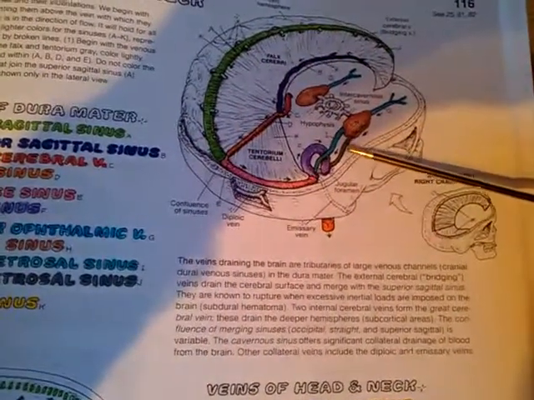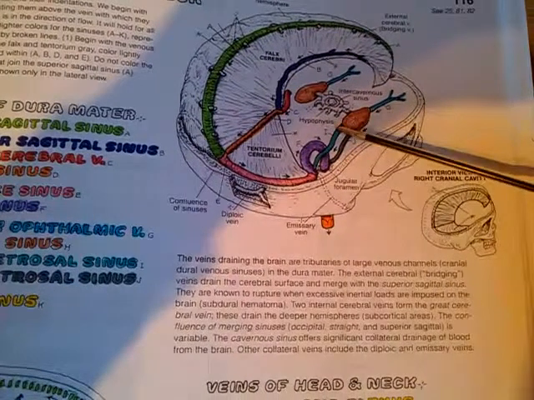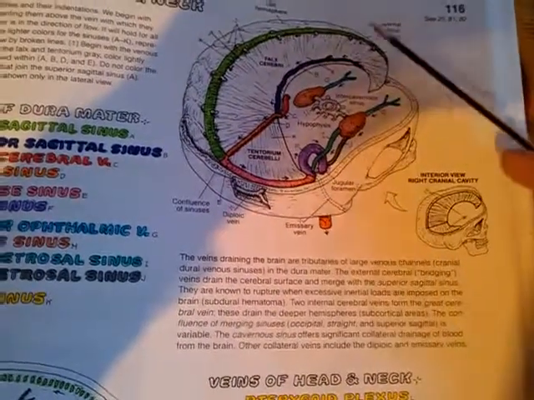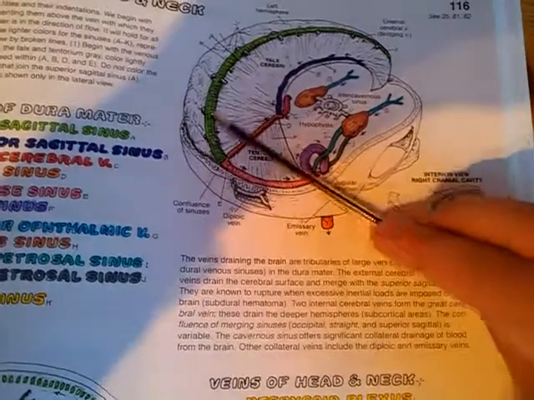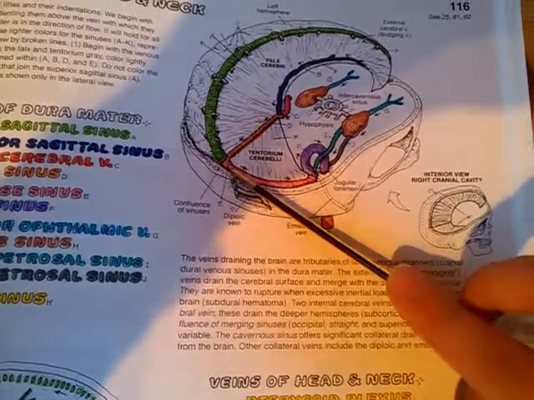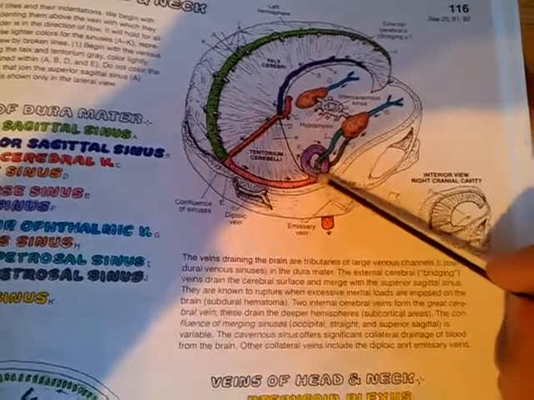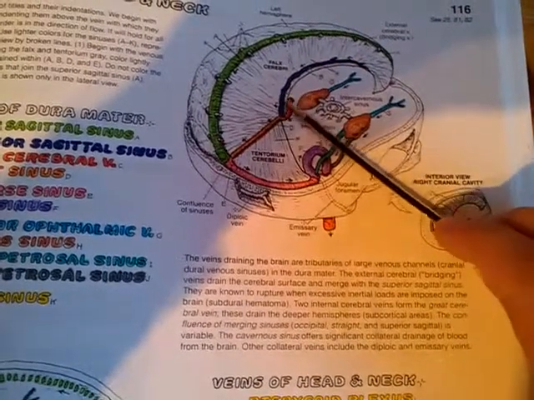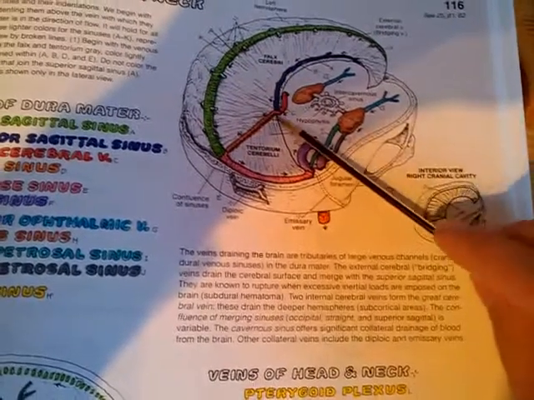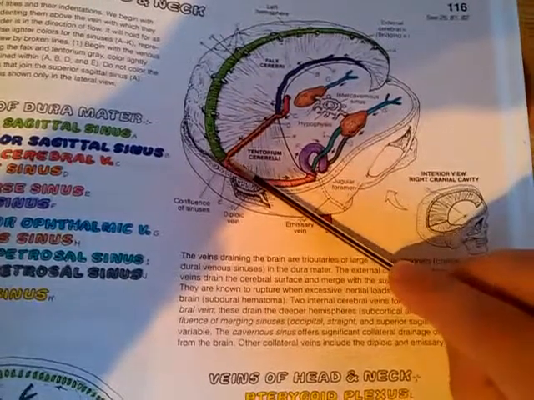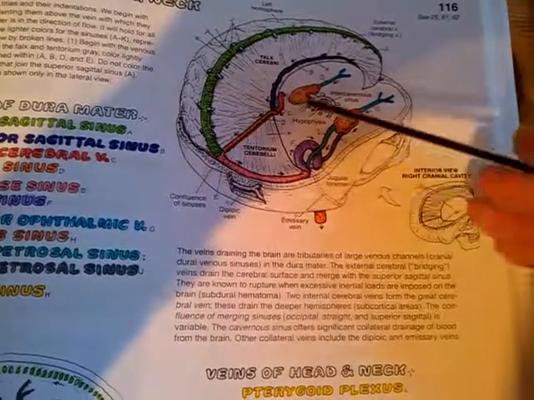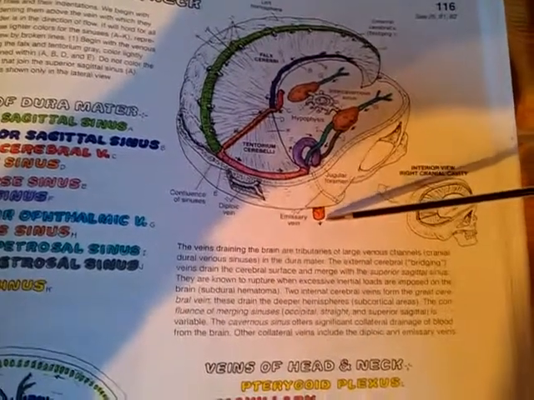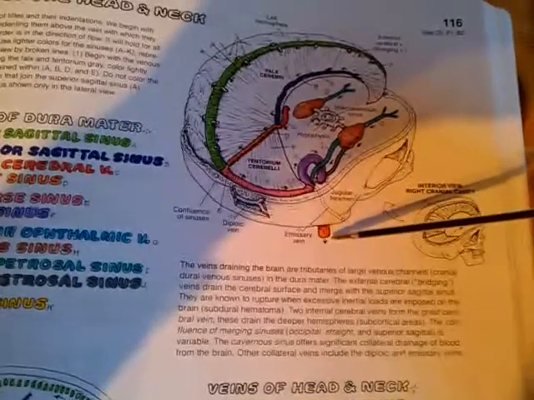This is the inferior petrosal sinus, superior petrosal sinus, superior sagittal sinus, transverse sinus, sigmoid sinus, inferior sagittal sinus, straight sinus. And all of these sinuses eventually drain into the internal jugular vein.